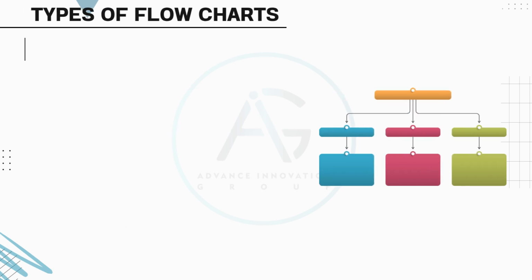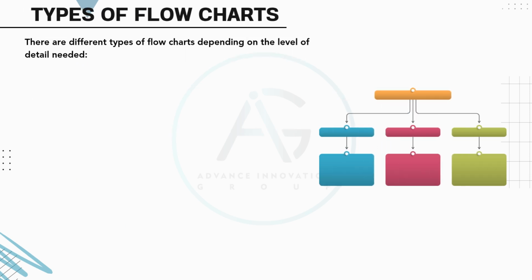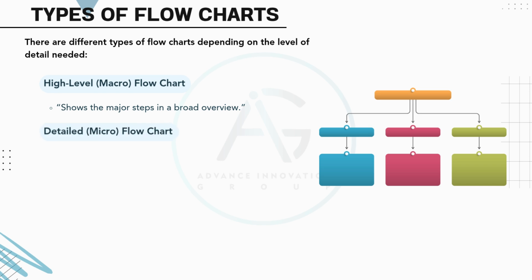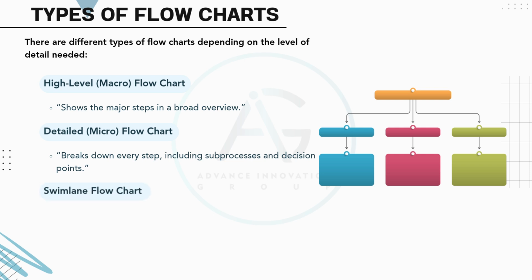Types of flowcharts. There are different types of flowcharts depending on the level of detail needed. High-level macro flowchart shows the major steps in a broad overview. Detailed micro flowchart breaks down every step, including sub-processes and decision points. Swim lane flowchart divides steps by departments or roles to show who does what in a process.